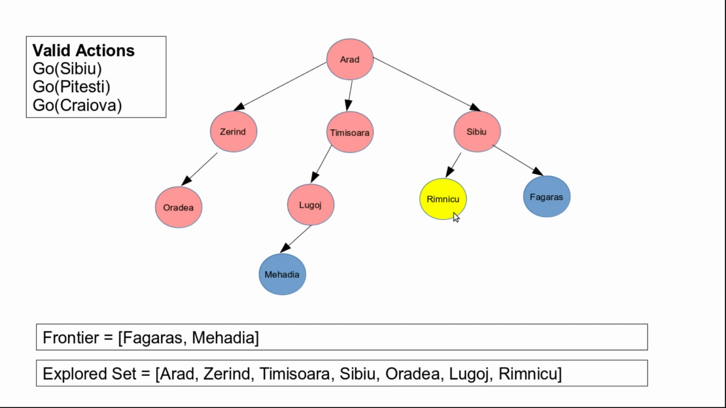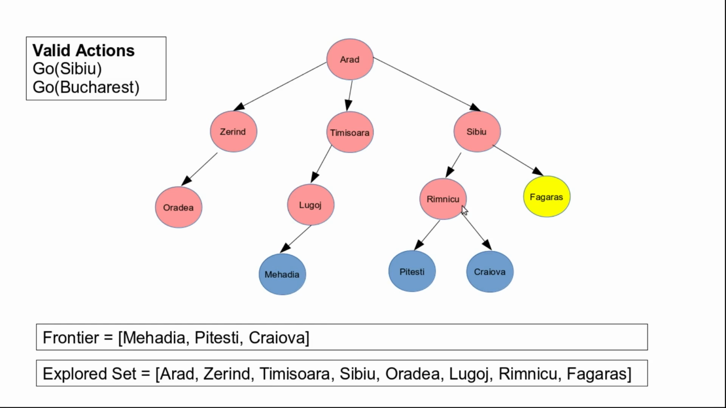And the valid actions for this node are go to Sibiu, go to Pitesti, and go to Craiova. And Sibiu is already present in the explored set, so only 2 more nodes will be added, Pitesti and Craiova, and these 2 nodes will also be added to the frontier list, as you can see. And that completes the expansion of this node Rimnicu, and hence we need to select the next node. BFS selects by taking the first node from the frontier list. It's a FIFO queue, remember it is a FIFO queue, so Fagaras will be selected for expansion next.